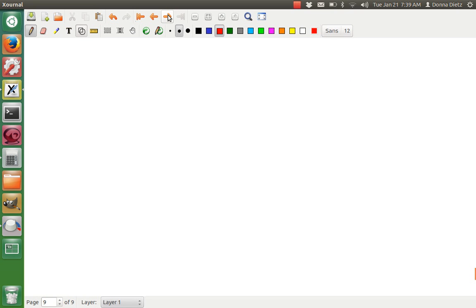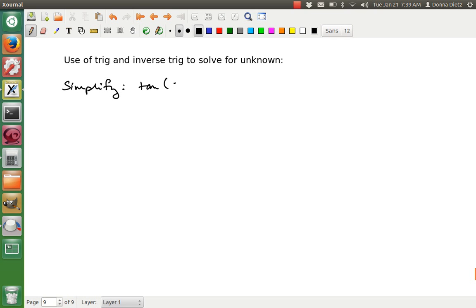Use of trig with inverse function in solving for x. Okay, I'm going to write that down. Okay, so I want to use trig and inverse trig in solving. So for example, I have a question that says simplify tan of arcsine of x. And so what does that mean? Well, what I do is I draw myself a triangle.